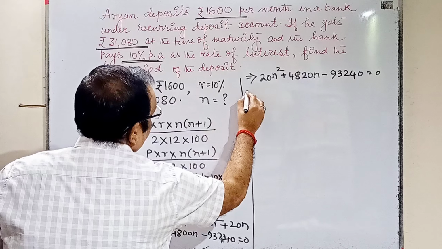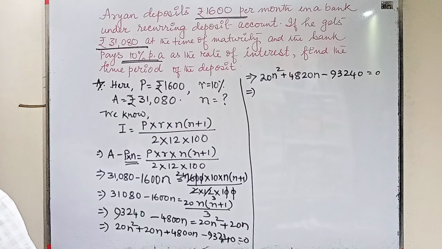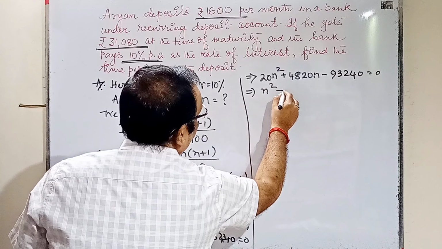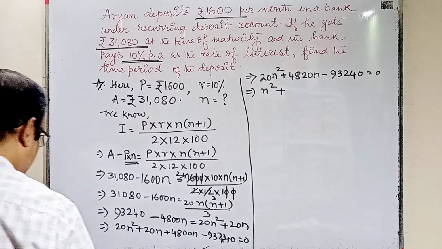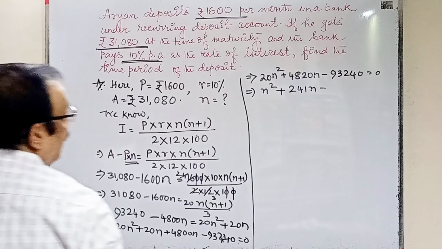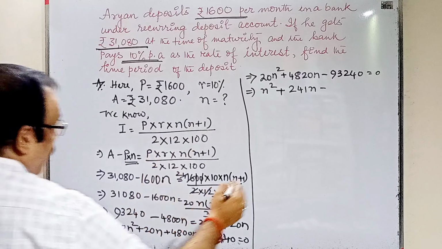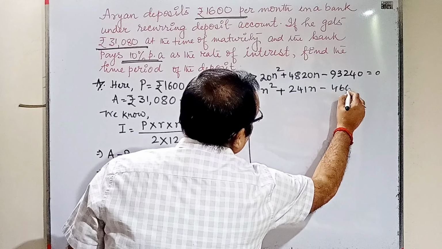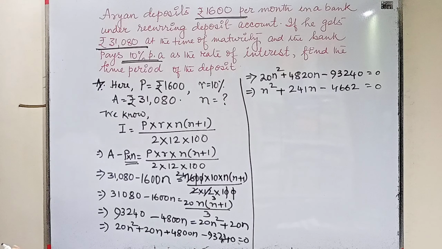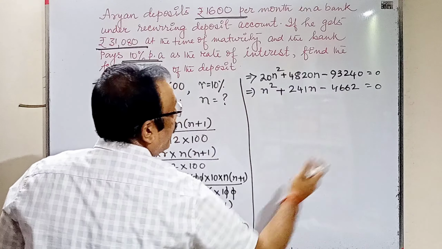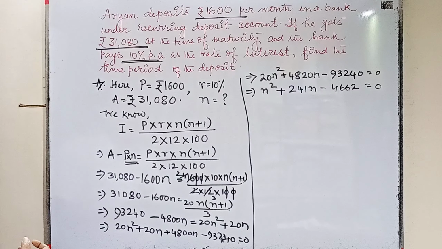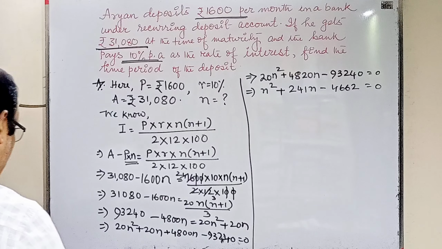So if I cancel this by 20, this will become n square plus 241n minus 4662 equal to 0. If you are cancelling it by 20, you can do it. If you are cancelling by 20, then we get n square plus 241n minus 4662 is equal to 0.